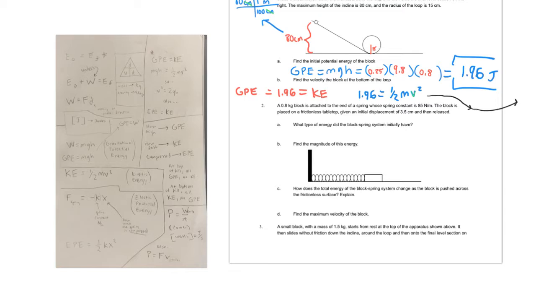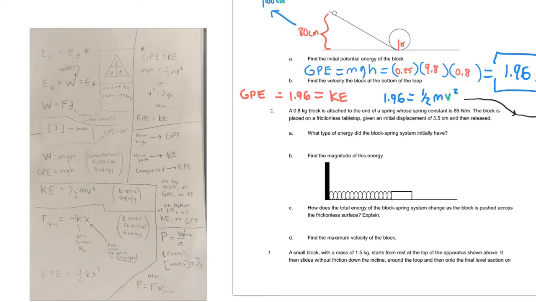And since we're dealing with a block spring system in general, that means we definitely want to be looking at the elastic potential energy, all right? So the answer to that one is pretty straightforward. It's almost like a vocab question, to be honest. So that would be elastic potential energy. I'm just going to write EPE for that one. And then they're asking, find the magnitude of this energy. Now, that's just fancy language for find the actual elastic potential energy. And that's all they want to know.